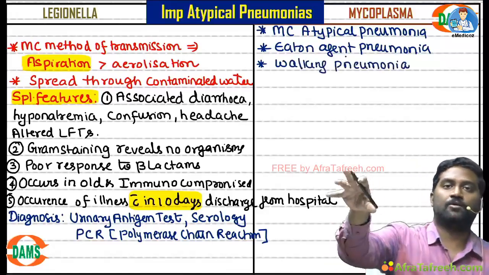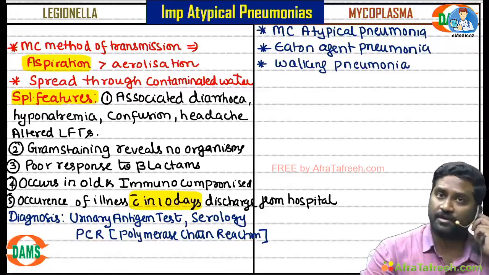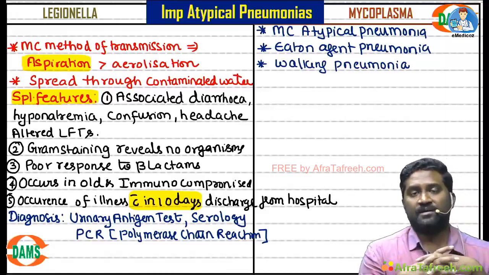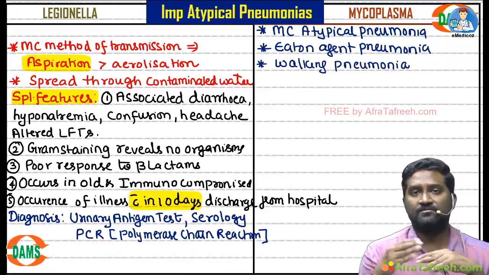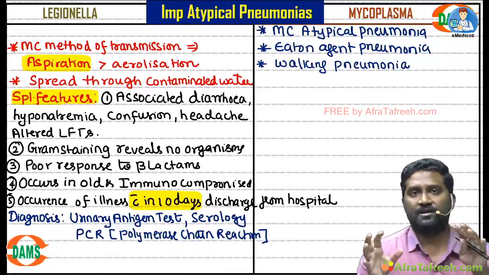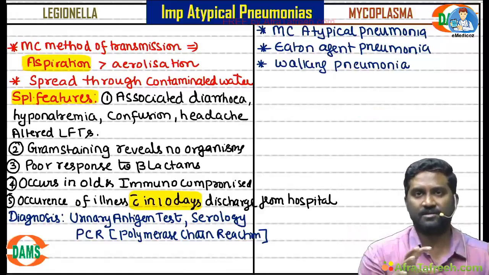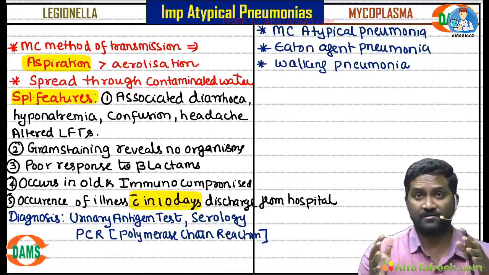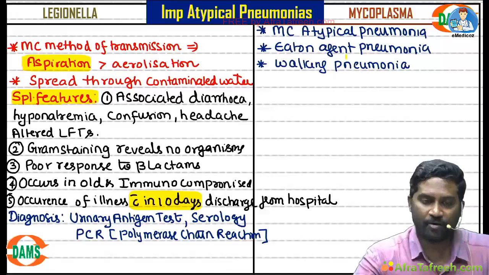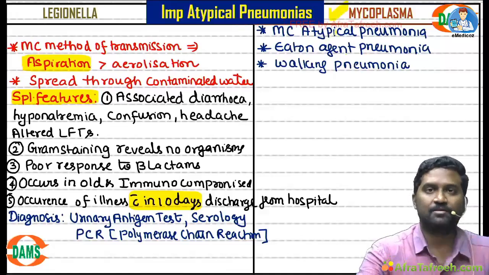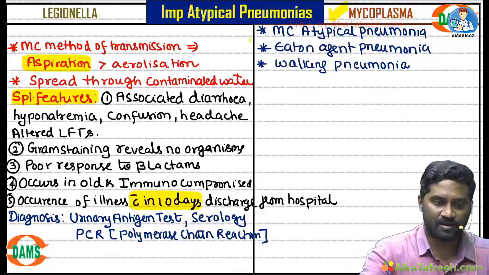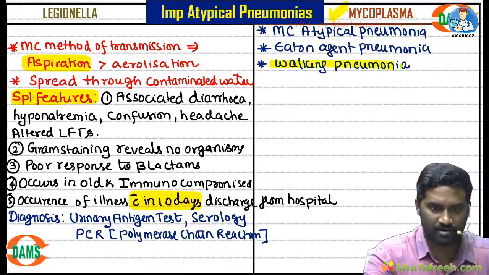Mycoplasma will cause pneumonia. Generally it is a mild form of pneumonia. The patient is having pneumonia and he is doing his routine activities such as walking. Whenever there is a patient with pneumonia, it causes significant illness, so he cannot move. He will be taking bed rest. But mycoplasma will cause a mild pneumonia and the patient can do his routine activities such as walking. So that's why it is called walking pneumonia.